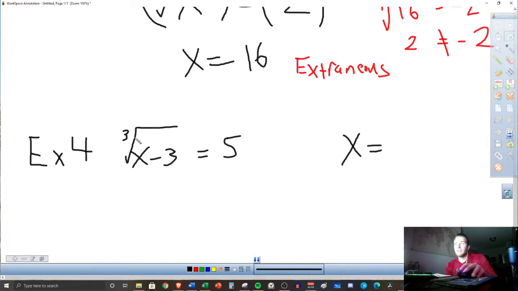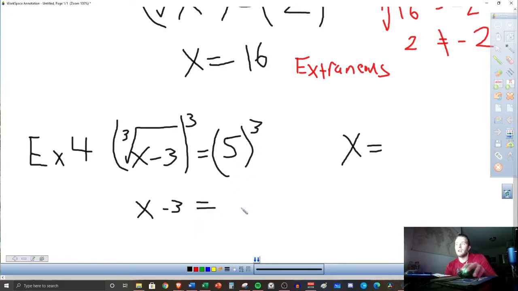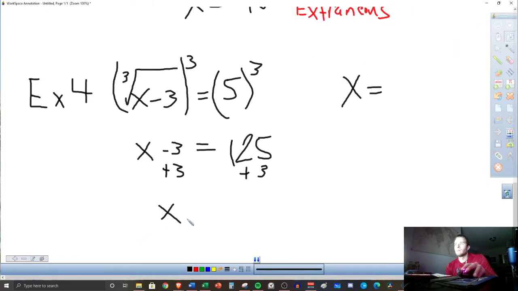All right, so you've had a chance to solve it. You should have started by cubing. When you cube the 5, this goes away over here, so it's x minus 3. Then over here you should get 5 to the third, 5 times 5 times 5, that's 125. So we're gonna add the 3. That gets us 128. Okay.